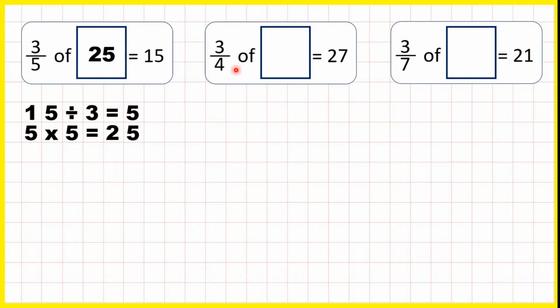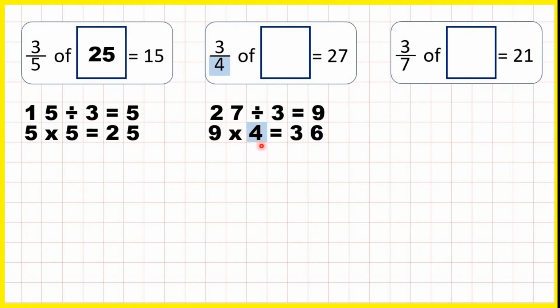And we can see that this works because 25 divided by 5 is 5, and then 5 times 3 is 15. Now, 3/4 of what is 27? So to find our missing number, we can start by dividing 27 by the numerator, and 27 divided by 3 is 9. Then we can take that 9 and multiply by the denominator. 9 times 4 is 36, so that's our missing number. And again, we can check that this works. 36 divided by 4 is 9, and then 9 times 3 is 27.